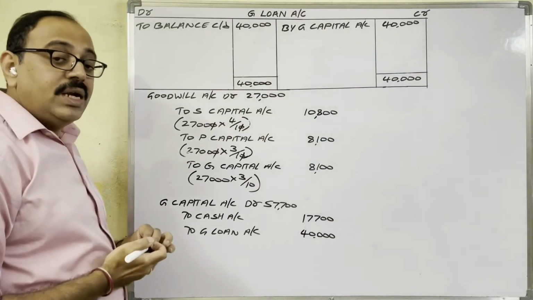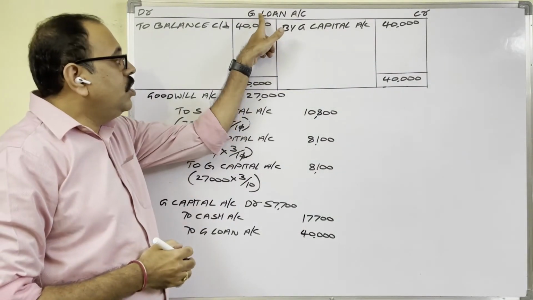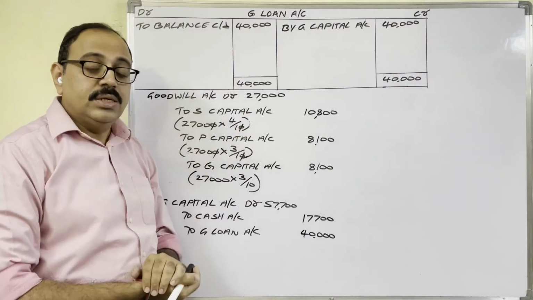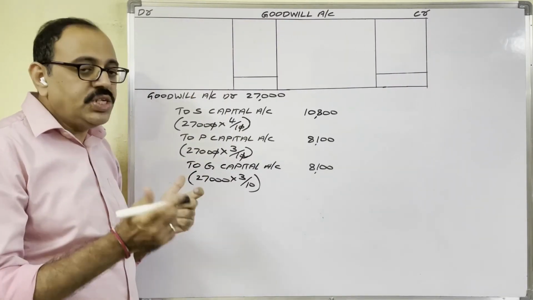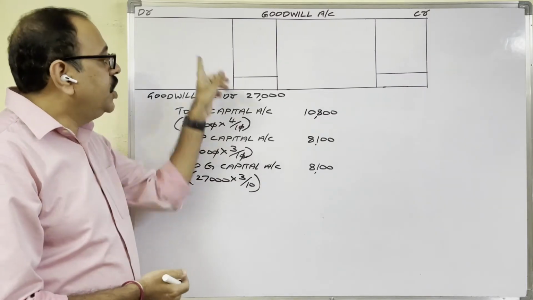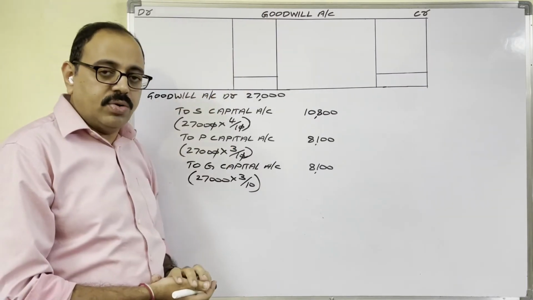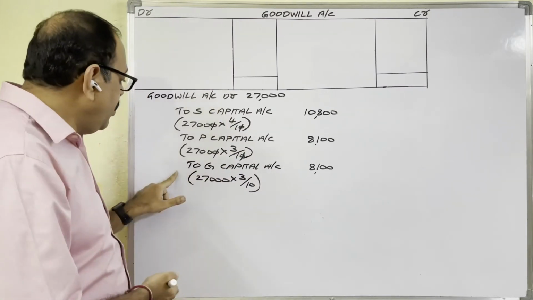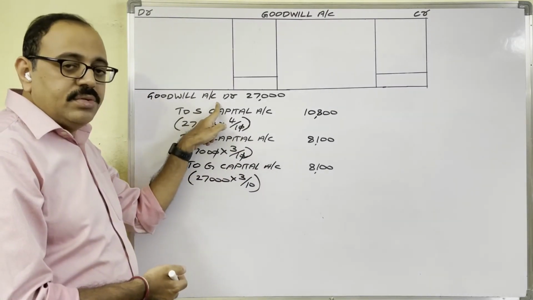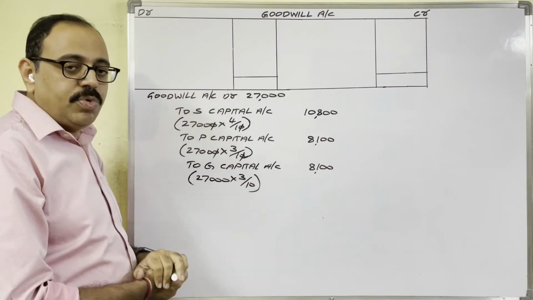In the new balance sheet liability side, G loan 40,000 appears. Next, goodwill account. In the old balance sheet asset side, goodwill is not there. Therefore, there is no opening balance in goodwill account. Directly, this goodwill entry we should post. In the entry, goodwill account is debited. Therefore, this entry we should post on the debit side.